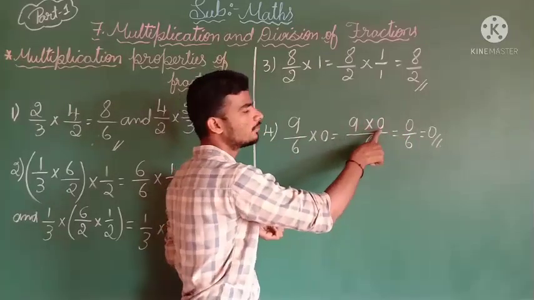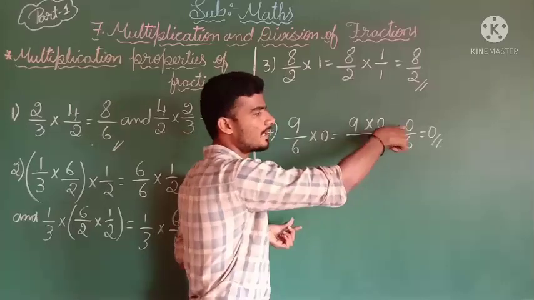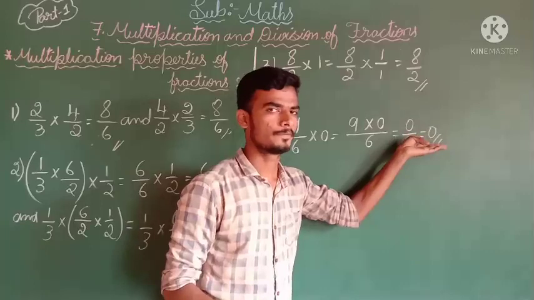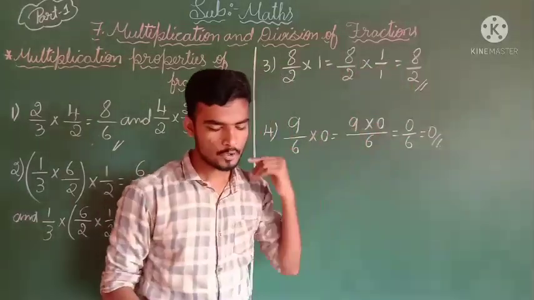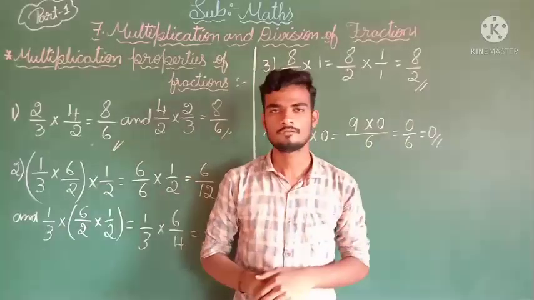See, 9 into 0 divided by 6. So 9 zeros are 0, divided by 6. 0 divided by any number is 0 itself. Okay, so these are the 4 properties given in your textbook. This you have to learn well.